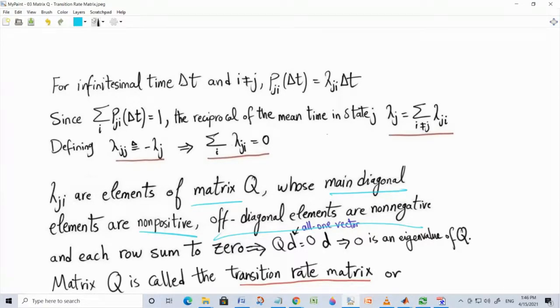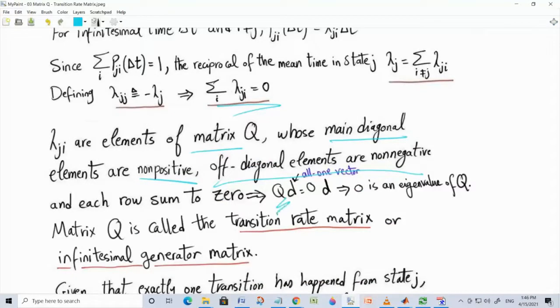Based on this summation, each row has a sum equal to 0, which means that if you multiply Q by the all-ones vector, you get the sum of the rows, and so you get the all-zeros vector. You can think of the all-zeros vector as 0 multiplied by the all-ones vector. So matrix Q has 0 as an eigenvalue. Remember, in discrete-time Markov chains, the transition probability matrix has 1 as an eigenvalue.